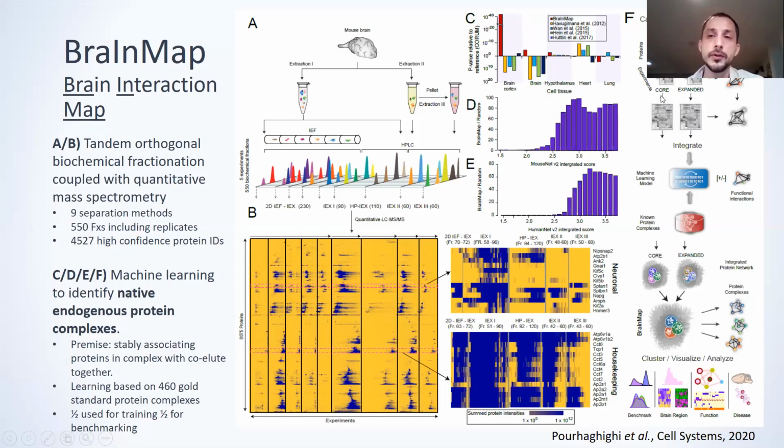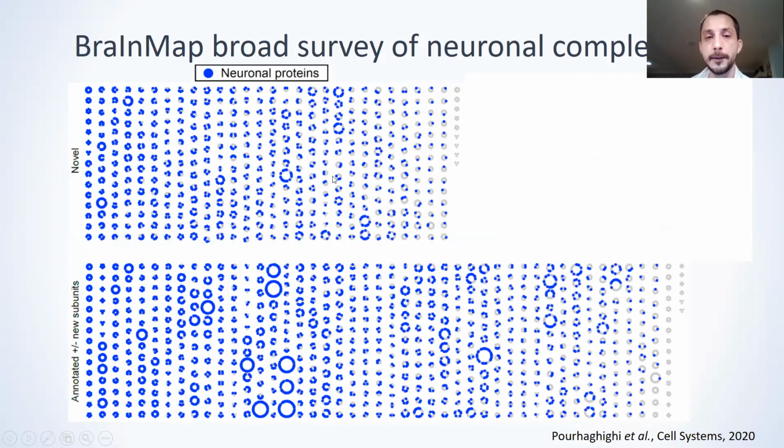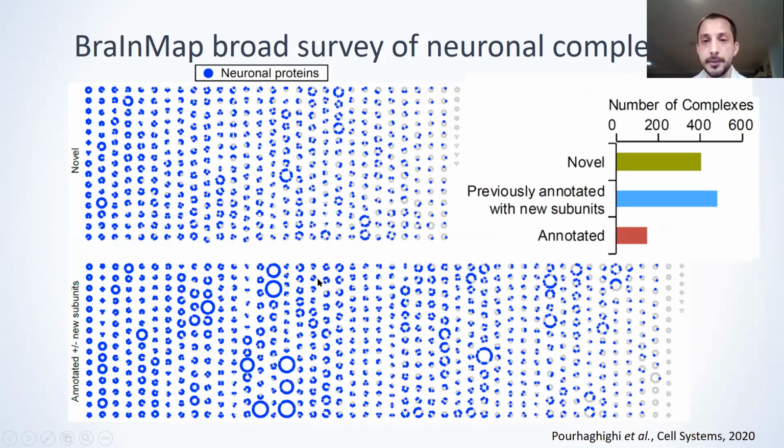And what you do is you teach your algorithm based on a series of well-characterized known complexes, and then apply that algorithm to half your data set as a training cohort, and then benchmark against the second half of the data set later. And what does that look like? Well, here is a broad survey of the neuronal complexes in the mouse brain. And each of these little spots represents a complex identified. The majority of them are annotated, but we believe that we've added depth and new annotations, new subunits to those previously identified complexes. And then a bunch are novel.